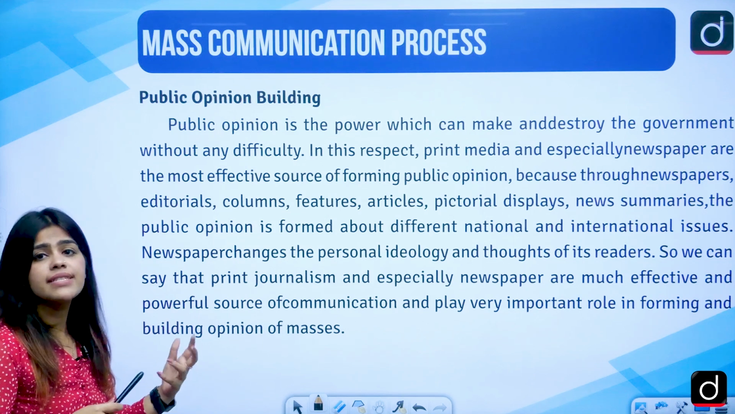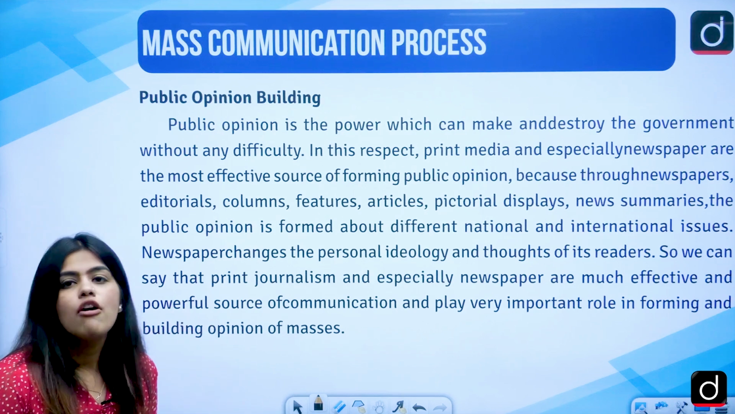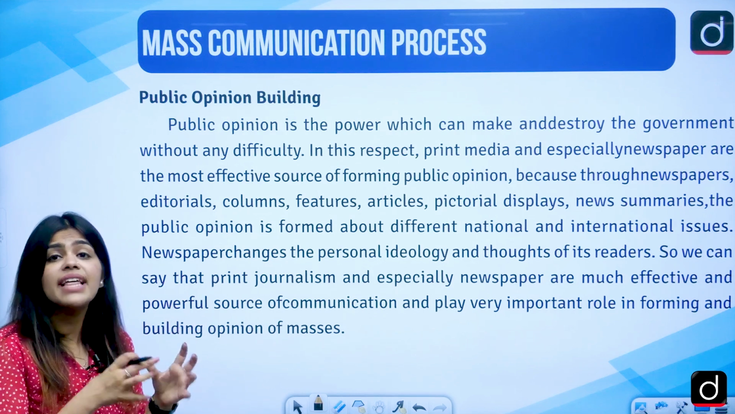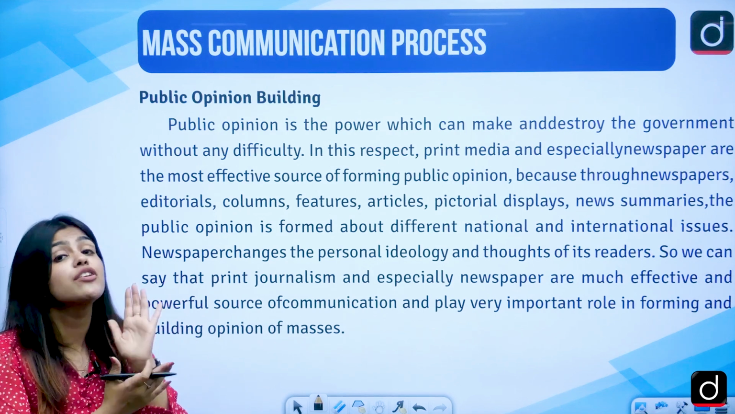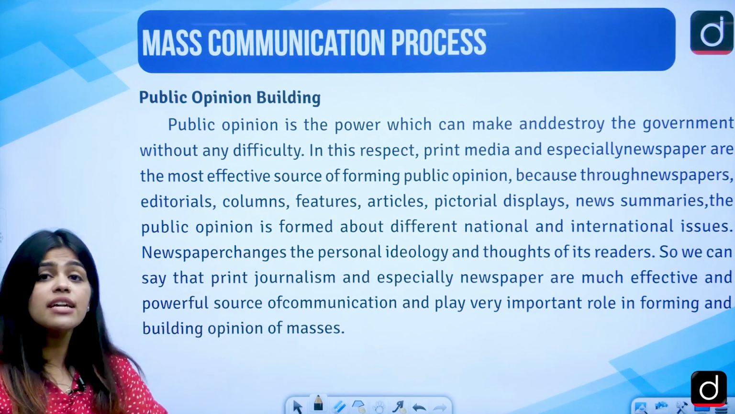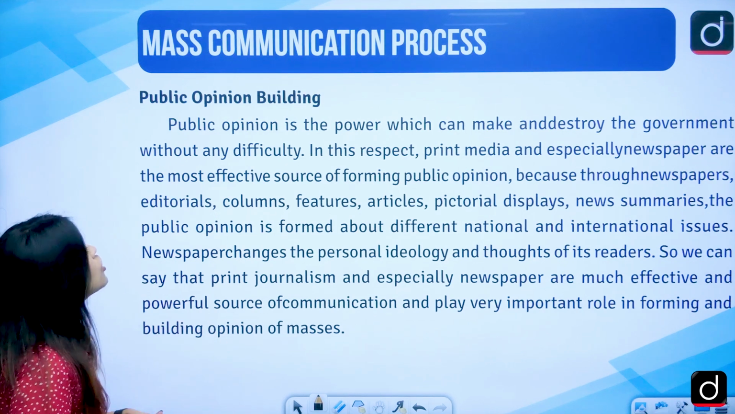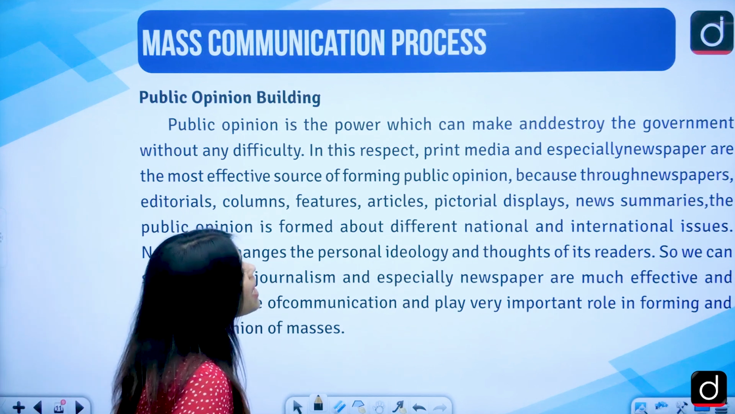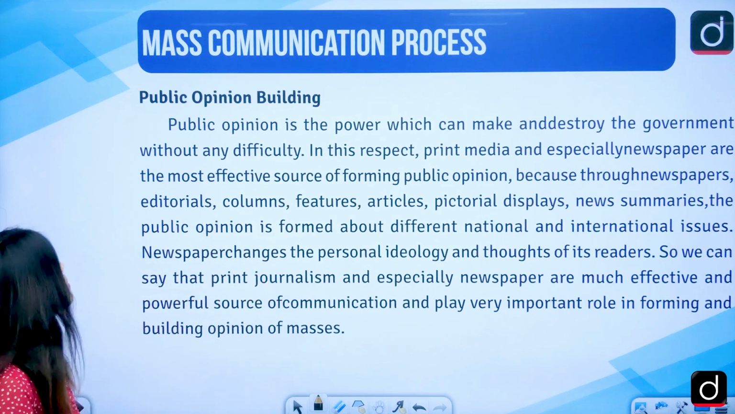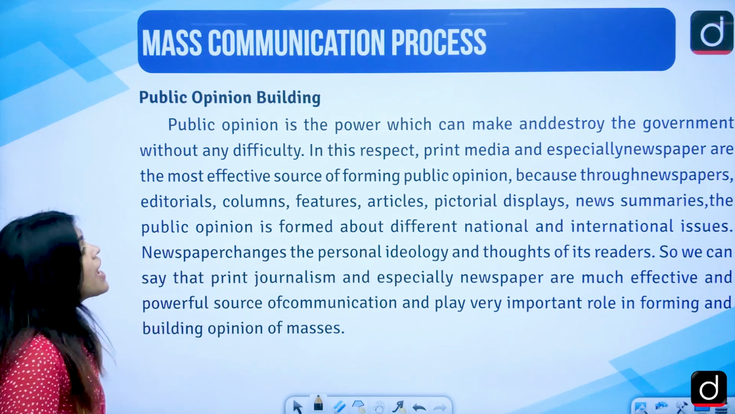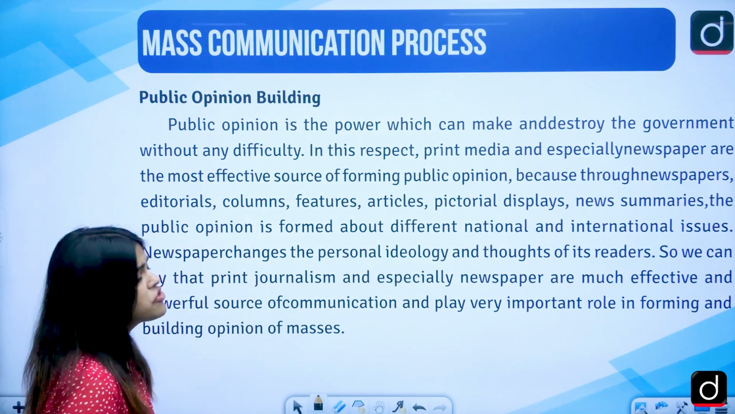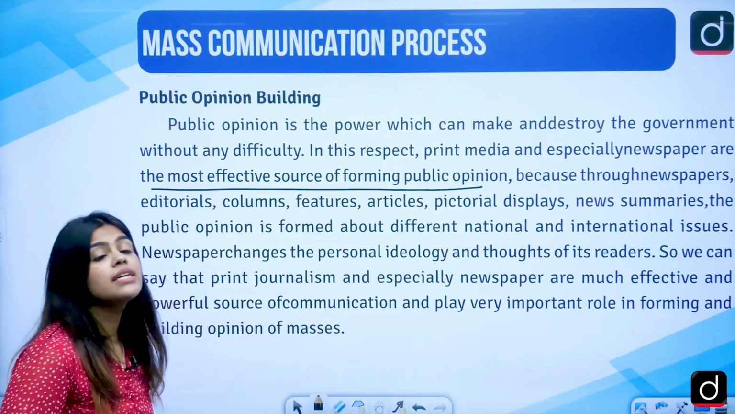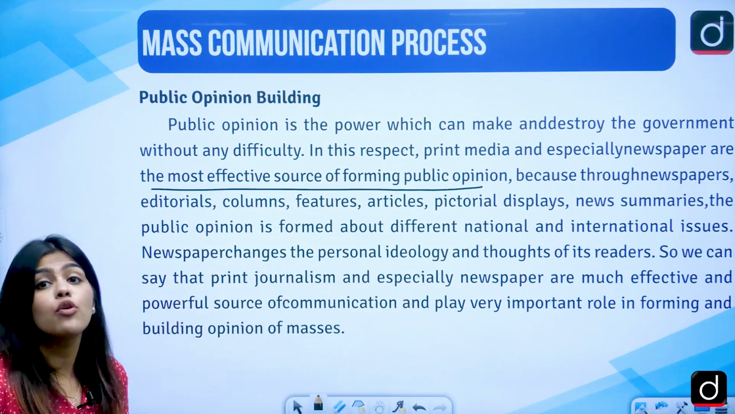Then public opinion building. Now you need to have some opinions to talk about something. For example, a political party will campaign, will talk about itself, and then only you will come to know about the different ideologies that they are holding. This means that opinions are very important. So public opinion is the power which can make and destroy a government without any difficulty. In this respect, print media, especially newspapers, are the most effective source of informing the people and forming their opinions.